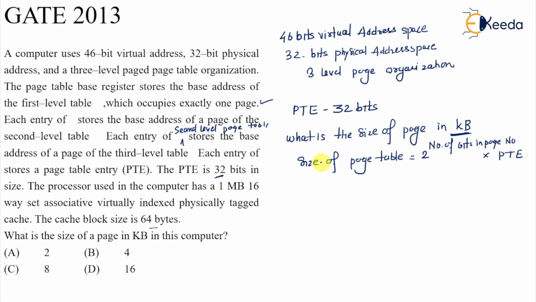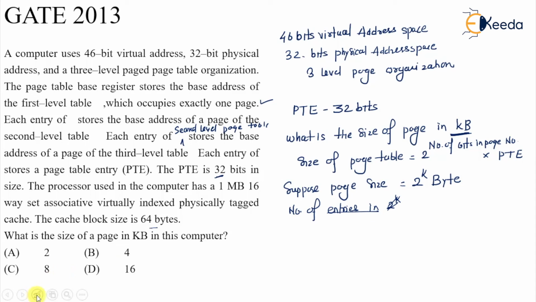Now total page table size will be equal to what? Here in this case, we don't know how many pages are there, so we have to assume that suppose page size is equal to 2 to the power k byte. Let's assume this situation.